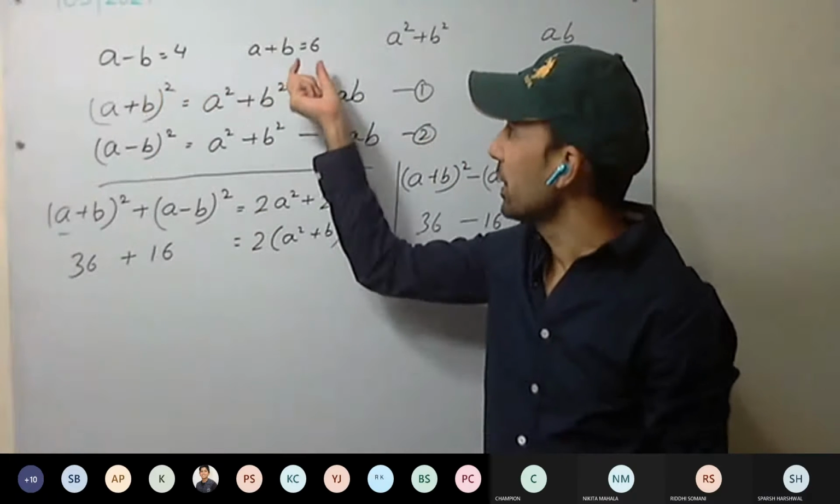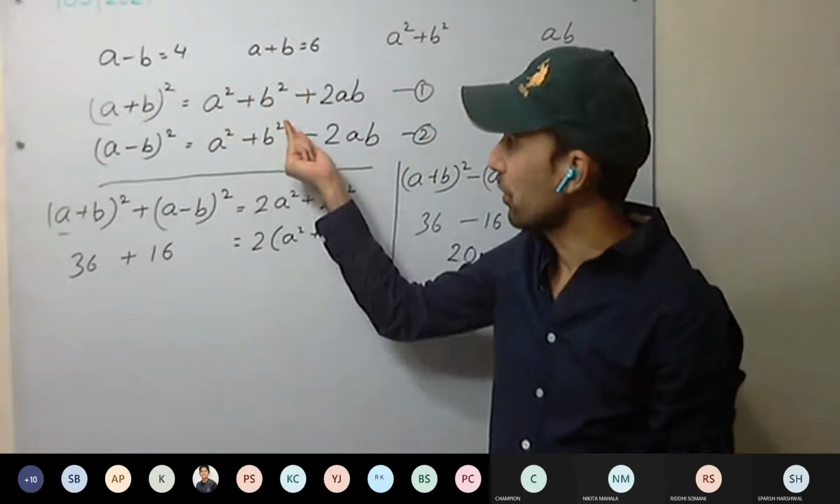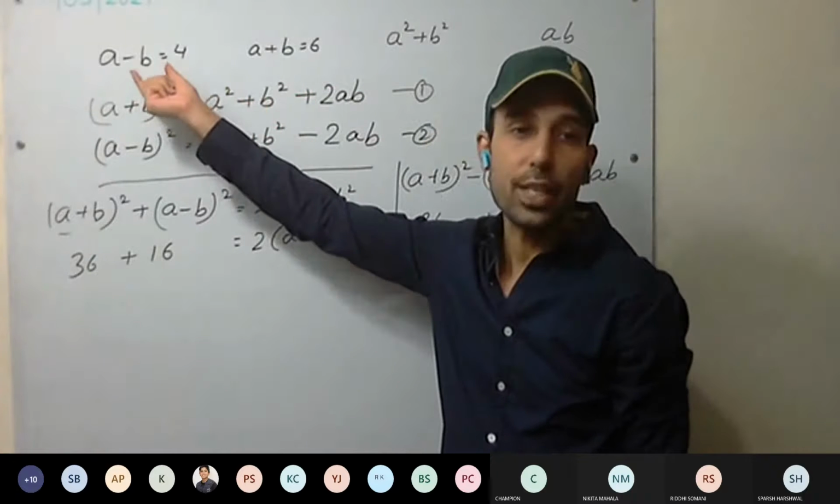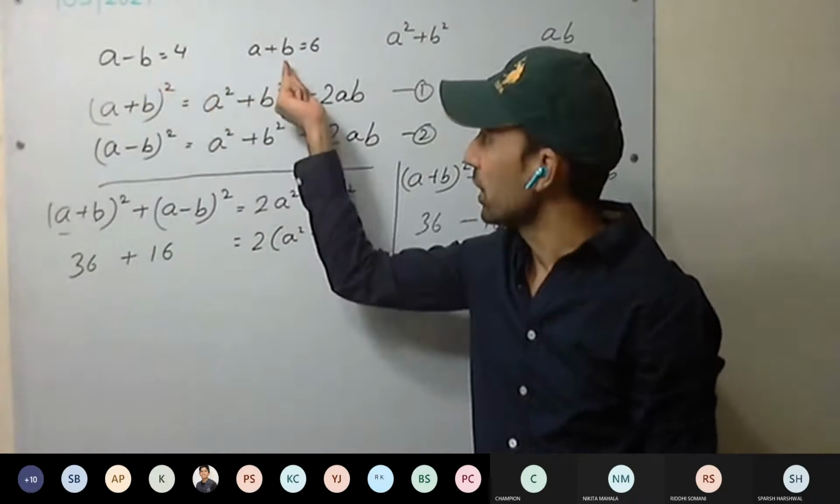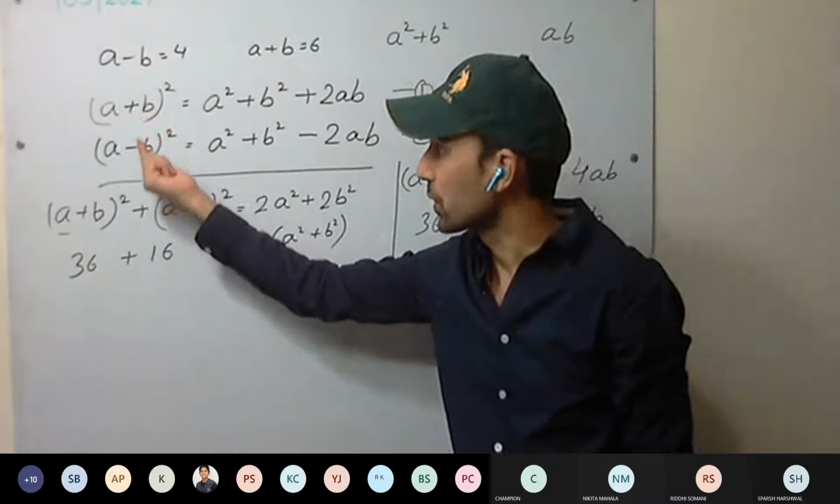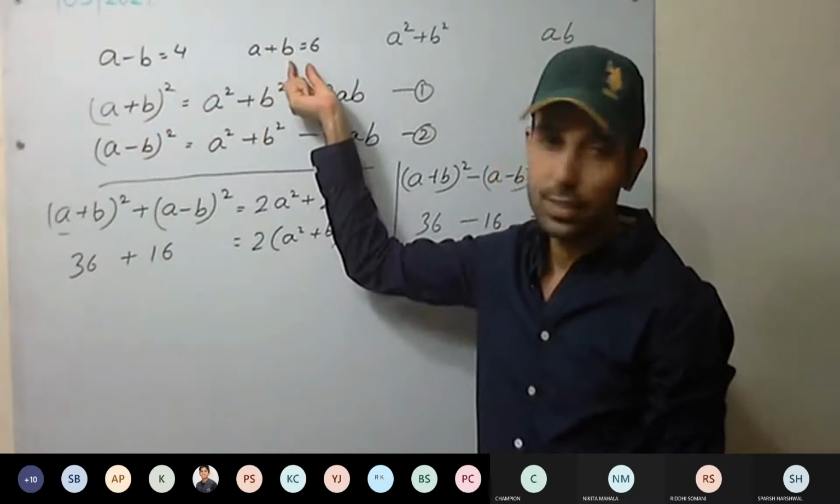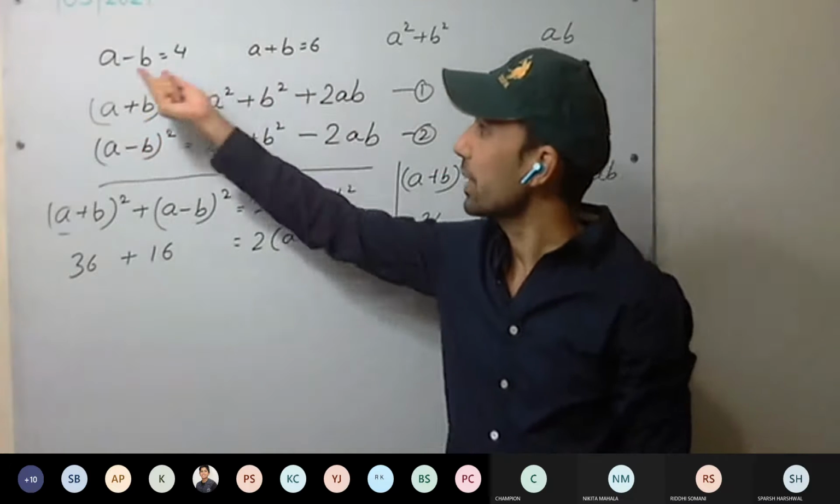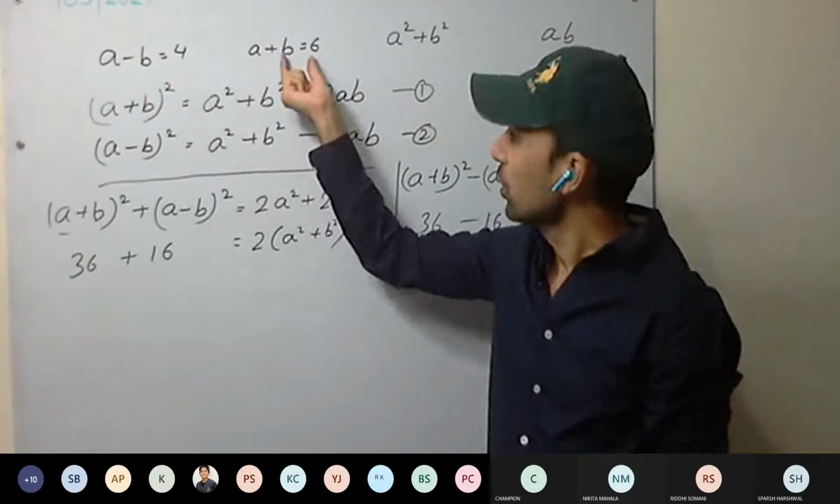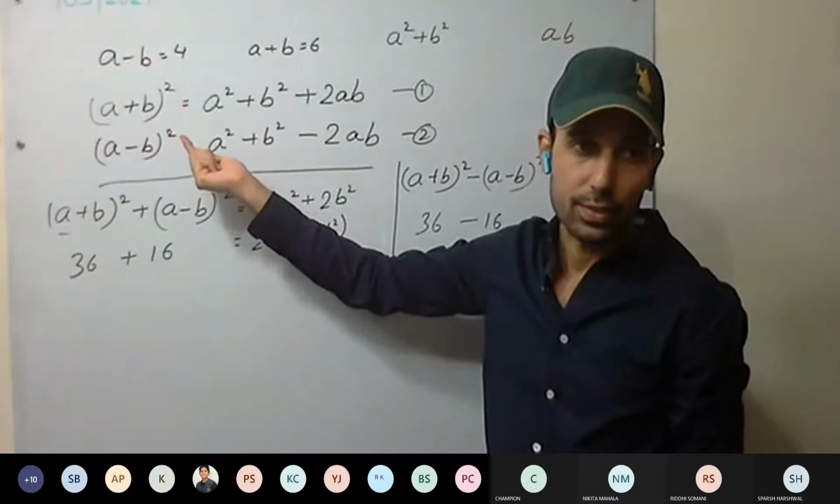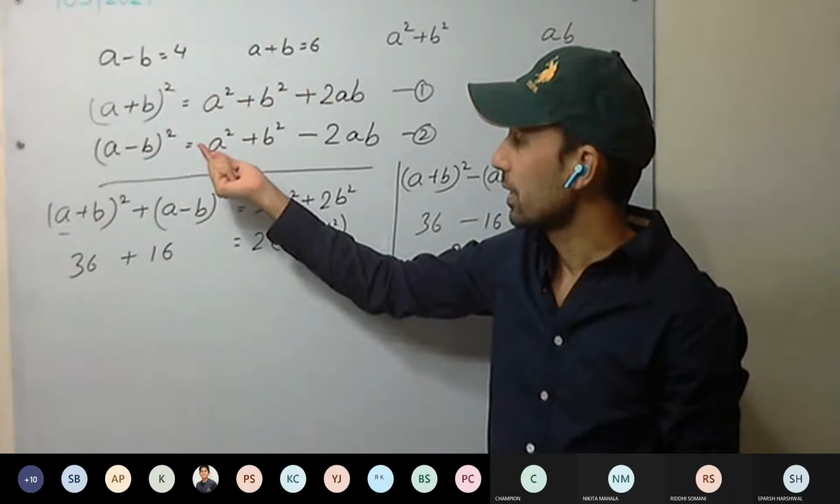It means a plus b, 6, we are going to use somewhere, and most probably we are going to use a minus b as well. It means both identities we are going to use. We can get a hint from the question as well, that a plus b equal to 6, a minus b equal to 4. It means both the identities we are going to use. We can get a hint from that.